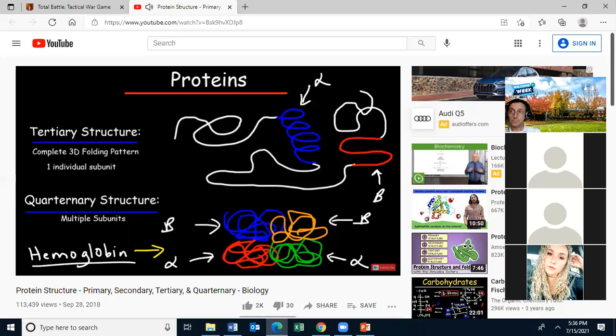So hemoglobin is an example of that. It has 4 individual subunits, 2 alpha subunits and 2 beta subunits. So hemoglobin is a protein with a quaternary structure. And so that's basically it for this video. Hopefully it gave you a basic understanding of proteins and the 4 levels of structure that they have.